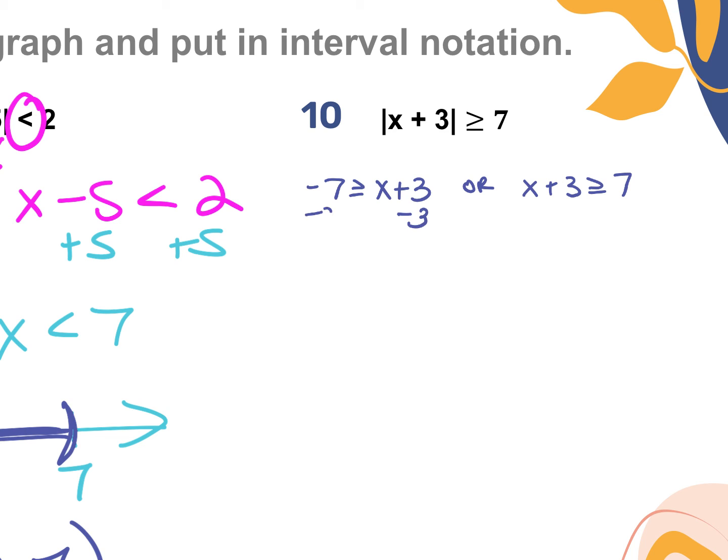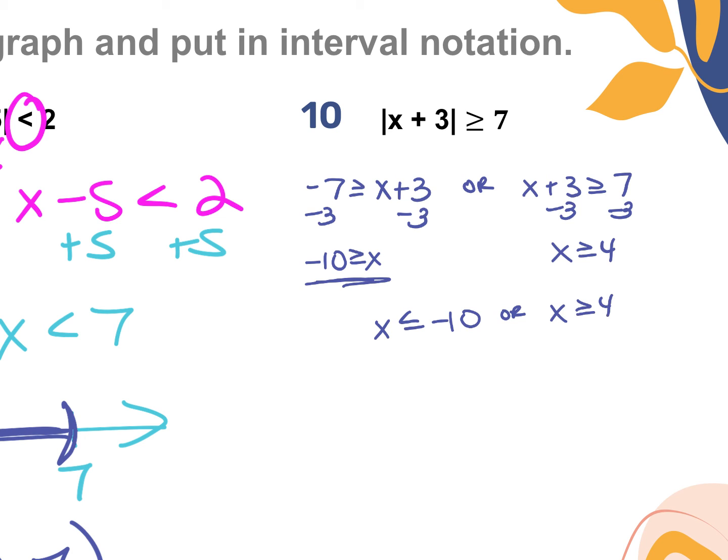Then solve it. Minus 3. So negative 10 is greater than or equal to x, and x is greater than or equal to 4. If you want to flip this so it makes sense, it would be x is less than or equal to negative 10 or x is greater than or equal to 4. So on my number line, I do the negative 10 and the positive 4. It's greater than or equal to, so it's a bracket. And the ors point out like a boat.